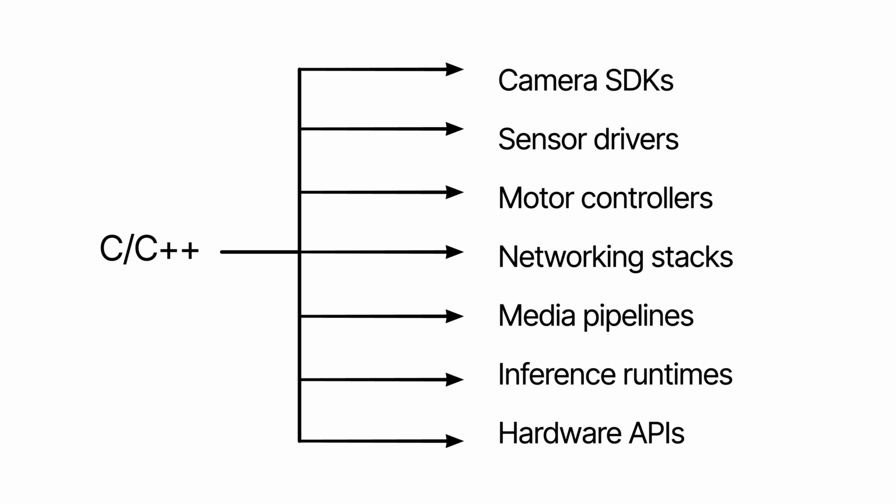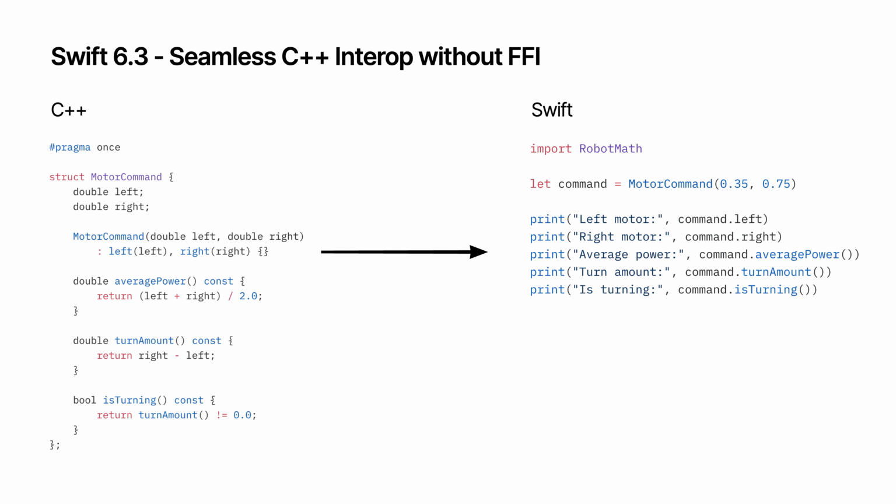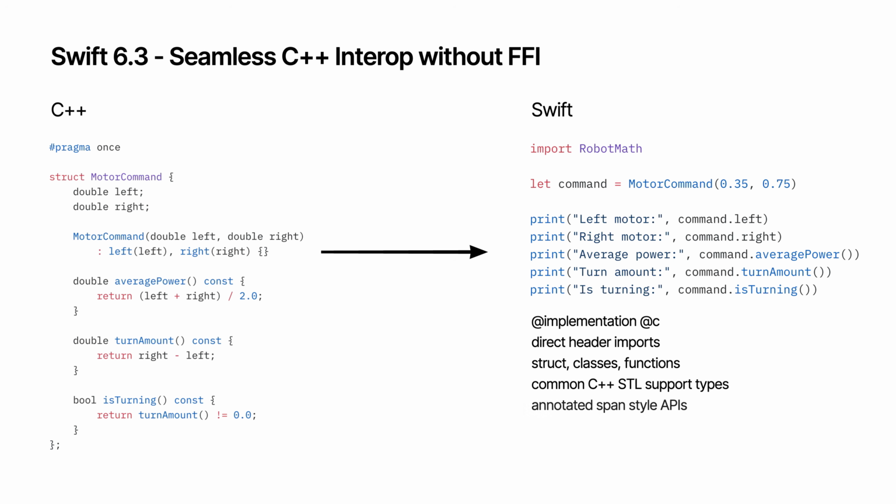harder to maintain. But Swift has excellent interoperability with C, and with Swift 6.3, working with C++ got even better through a new annotated span-style API, plus new features like @c and @implementation, which make it easier to mix Swift directly with existing C and C++ code bases.